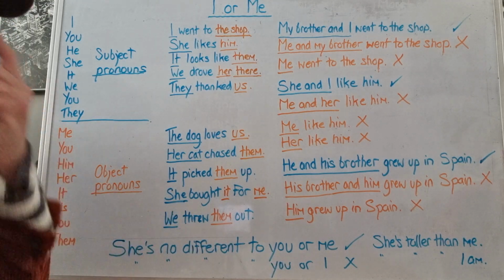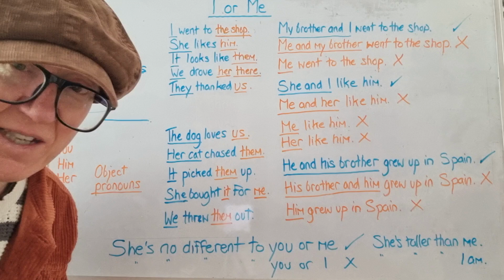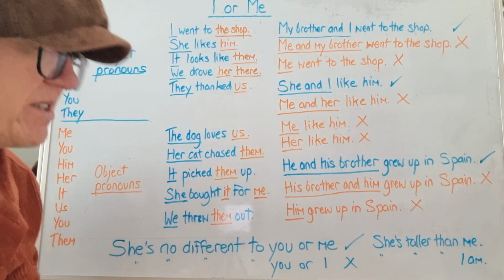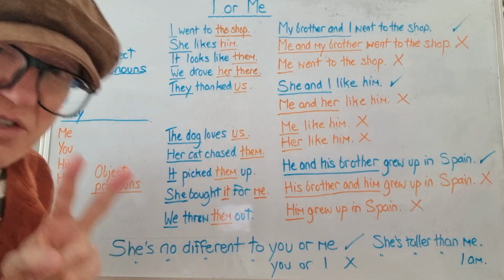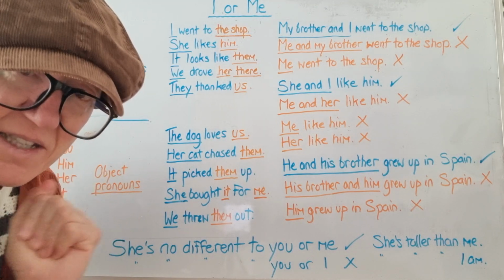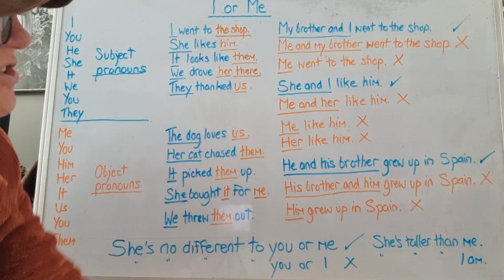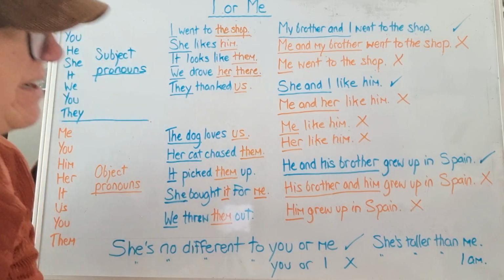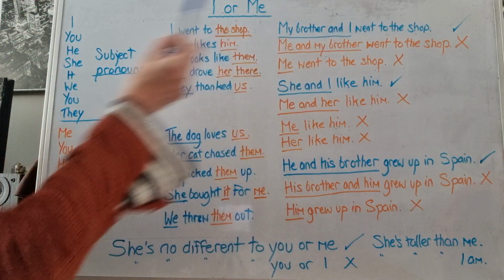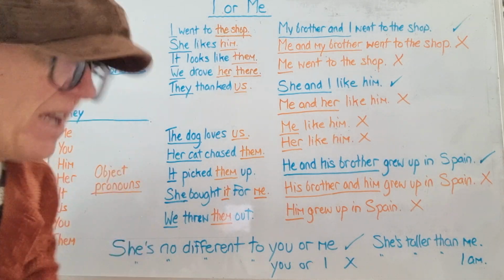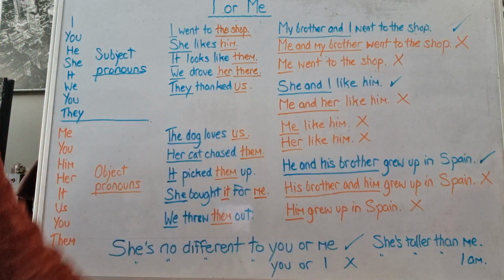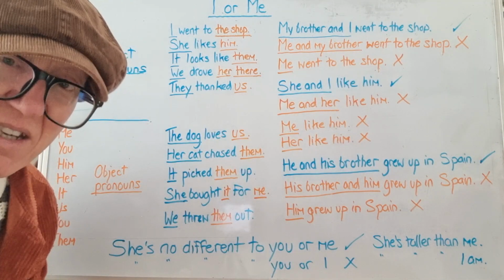Now, let's look at how this is used correctly and incorrectly, the subject and object pronouns. My brother and I, now you've got two subjects, my brother and I, went to the shop. Correct, okay? My brother and I, subject pronoun. My brother and I went to the shop. Me and my brother went to the shop. A lot of people will say it like that.